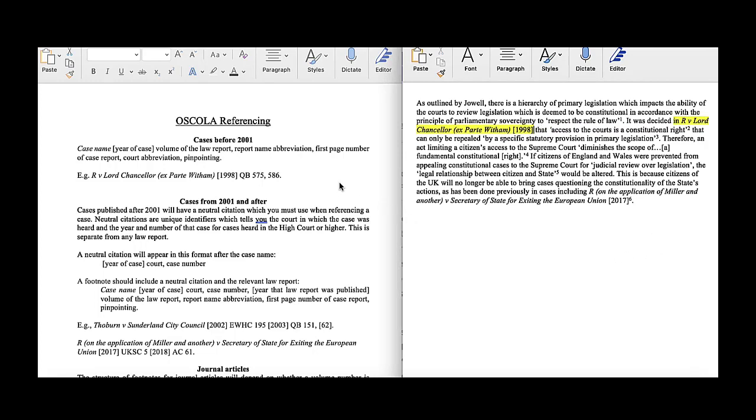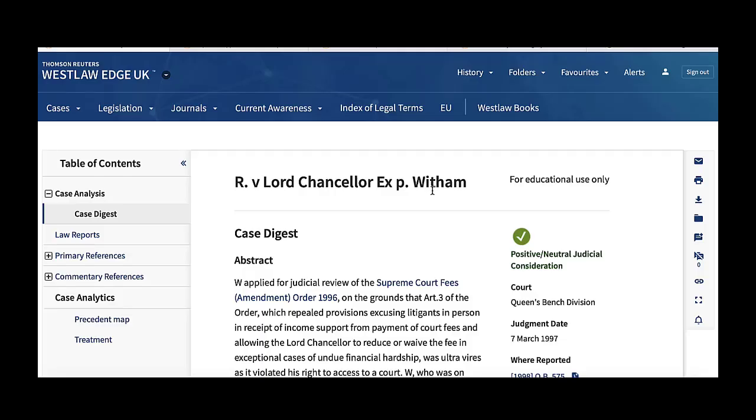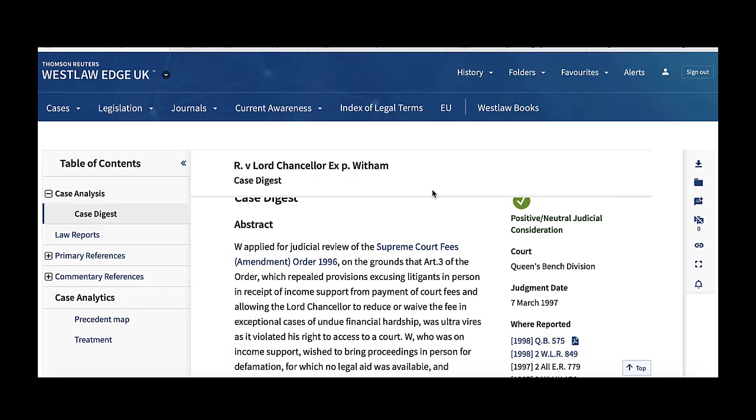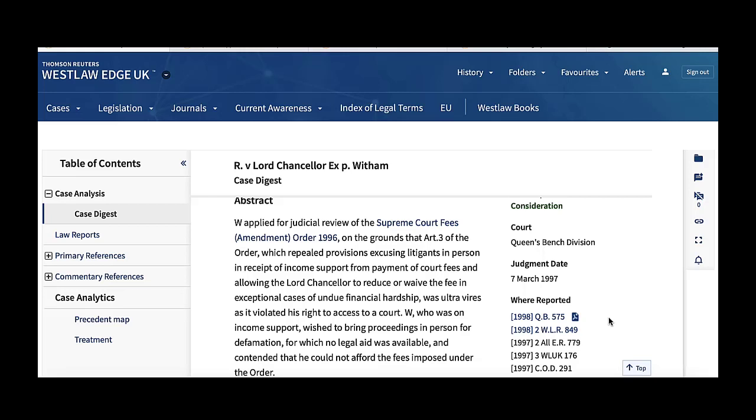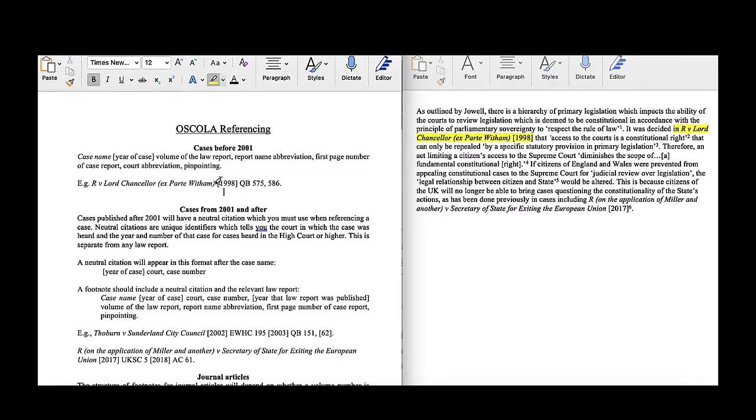Using the information available on WestLaw, you would start your note with the case name and then follow that with the year 1998. You would then use the most authoritative report, which here is that of the Queen's Bench, signified by the letters QB. There is no volume number for this report, so this can be omitted. The case report starts on page 575. You can see that WestLaw has summarised this information, which gives you the correct form for the law report.